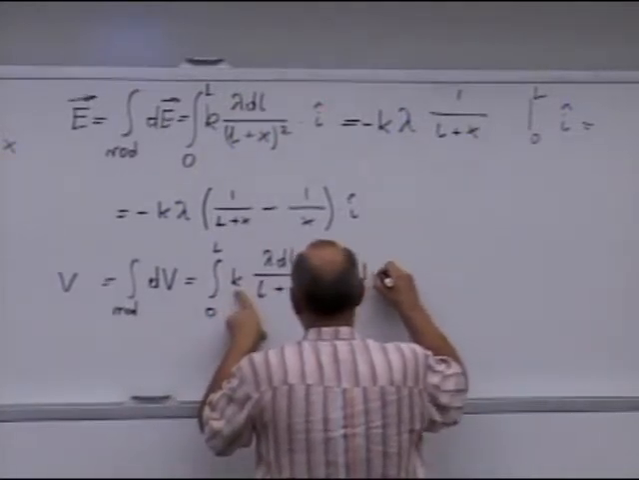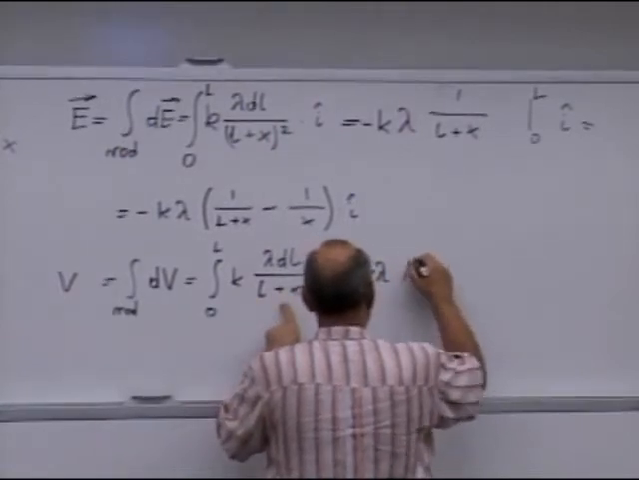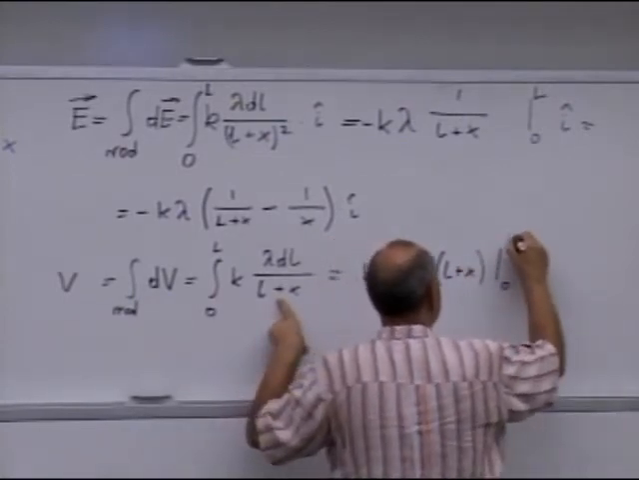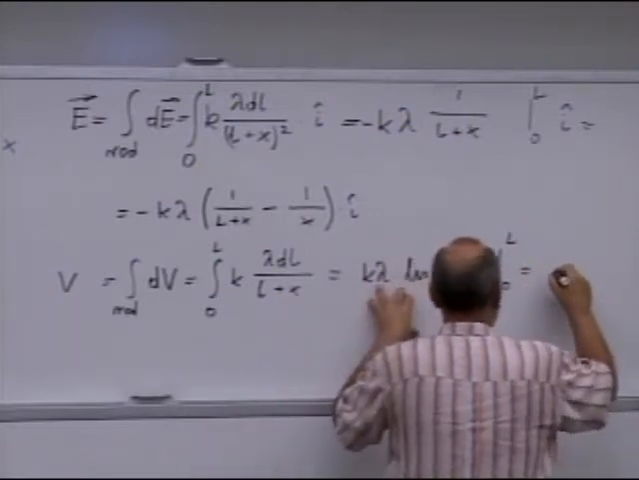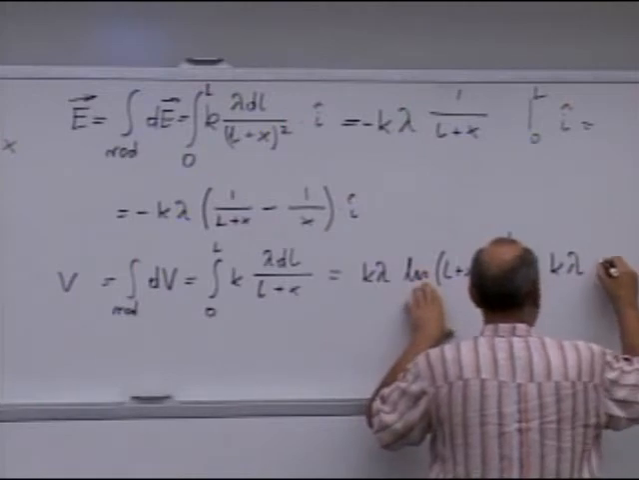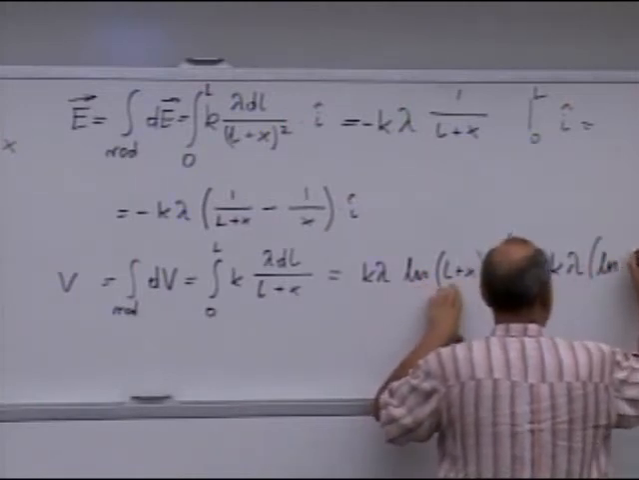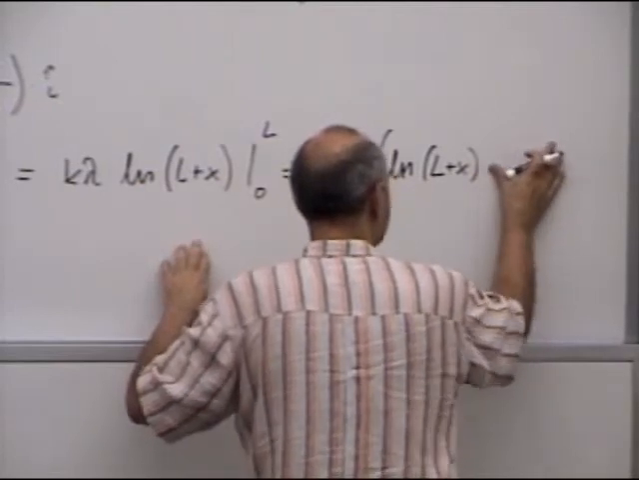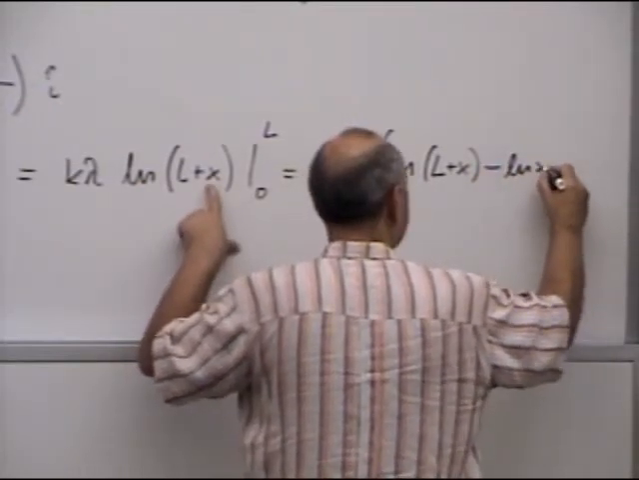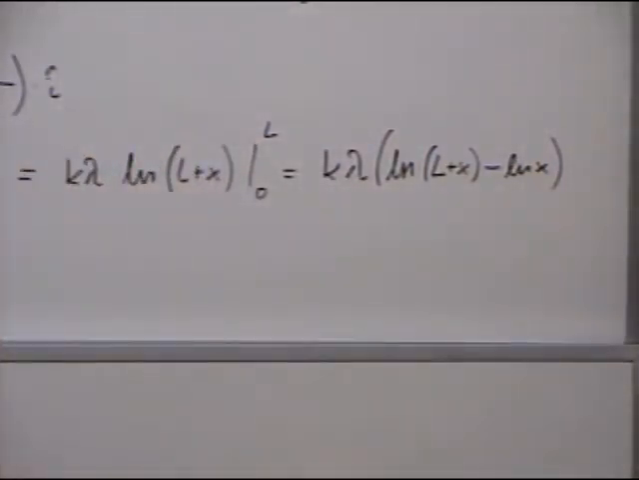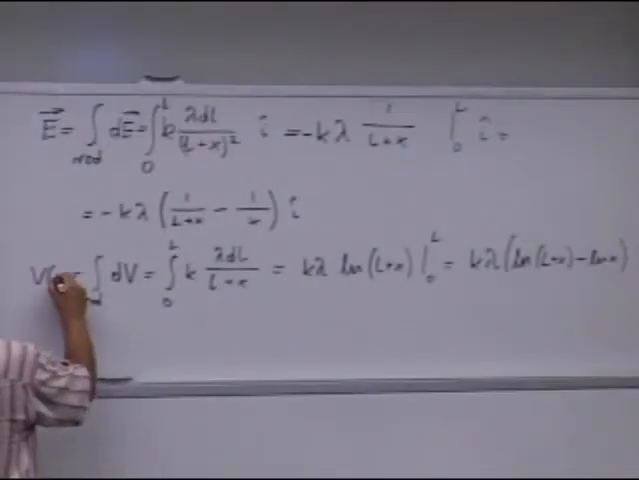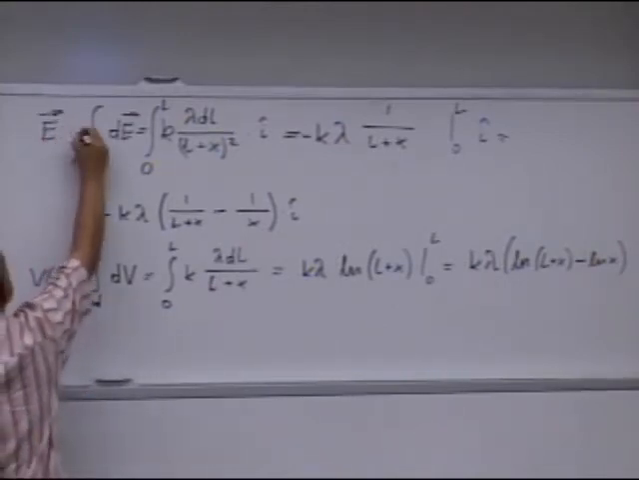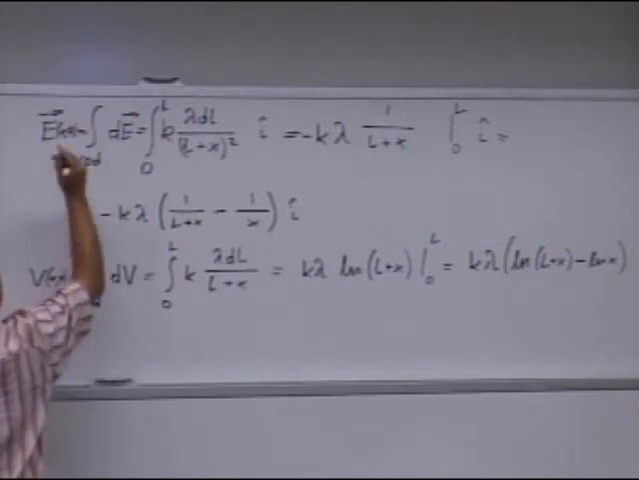So we'll have k lambda, and now we have logarithm of L plus x in limits from 0 to L. So we will get k lambda times logarithm of L plus x minus logarithm of x. So this is potential at point x, and y is 0 over here. This is also electric field at point x, 0 on the axis.